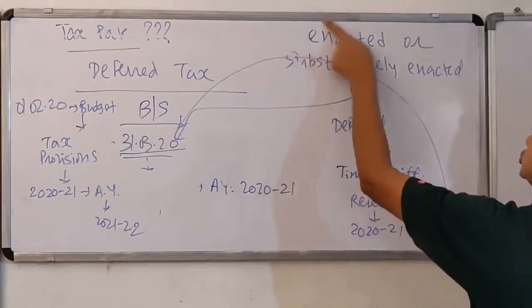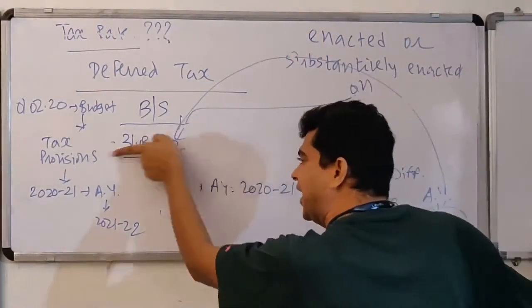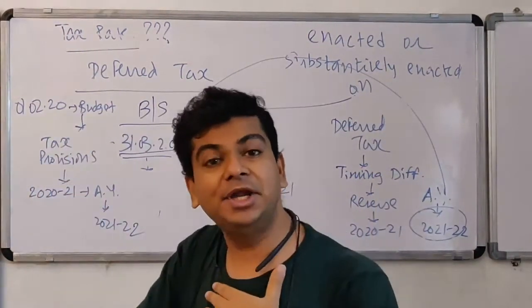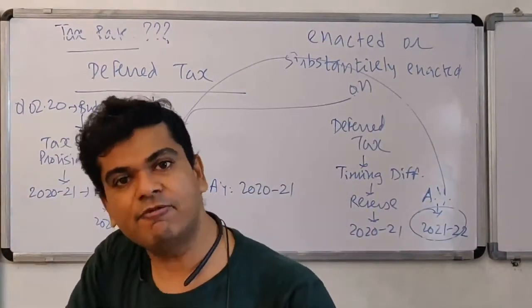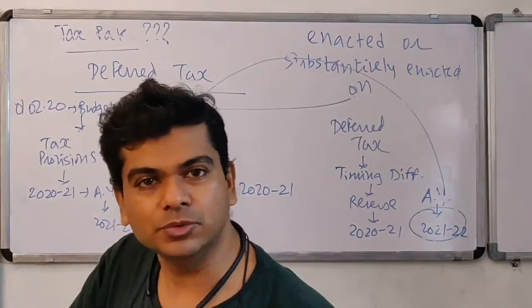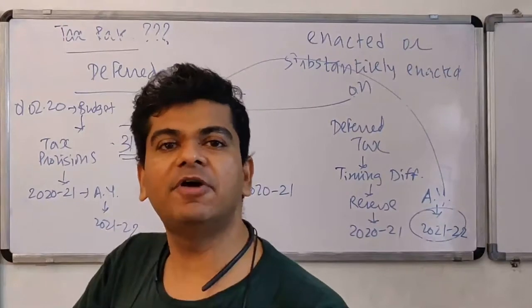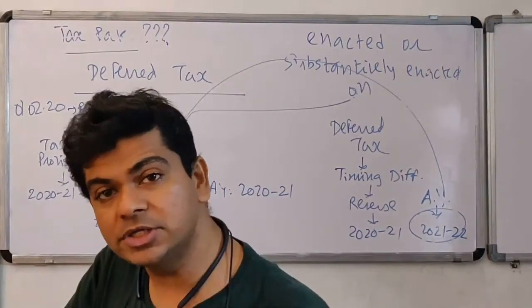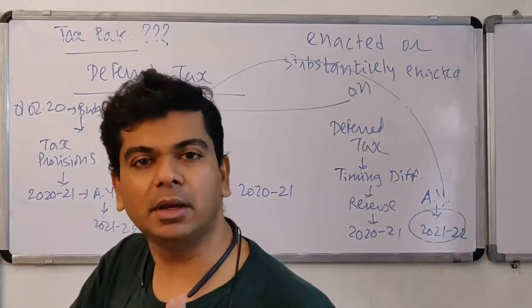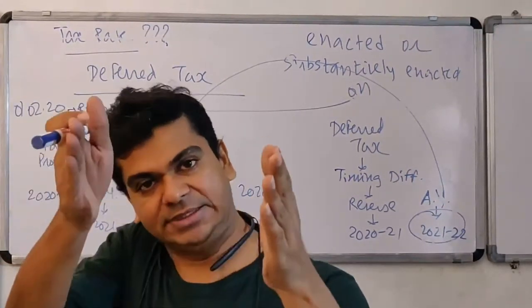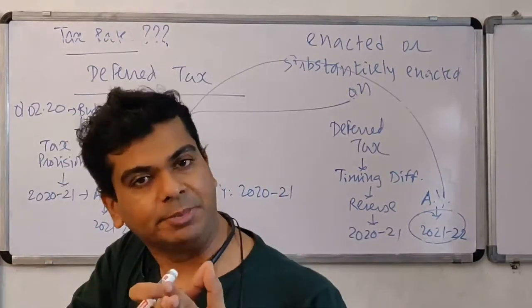And the new tax rate is already enacted on the balance sheet date. On the balance sheet date, as an entity, I know that from the next assessment year my tax rate will reduce. Measure the deferred taxes at the new tax rate if you already know it as on the balance sheet date. So when you calculate current tax, use the existing tax rate of 25%.